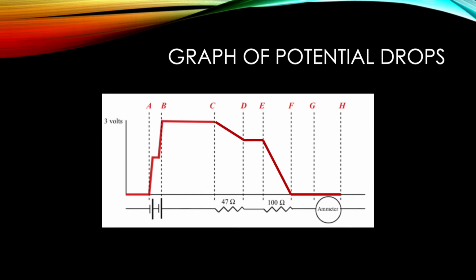From A to B, the voltage climbs to 1.5, then up to 3 volts, and stays constant till C to D, where the first resistor causes a voltage drop of a little less than 1 volt, then stays consistent till the second resistor causes a voltage drop of a little more than 2 volts down to 0.